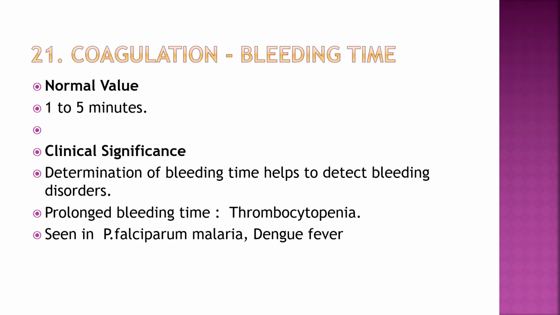Normal value by Duke's method is 1 to 5 minutes, and the significance of this is that it is usually increased in bleeding disorders like platelet disorder, that is thrombocytopenia, which happens in falciparum malaria and dengue fever.